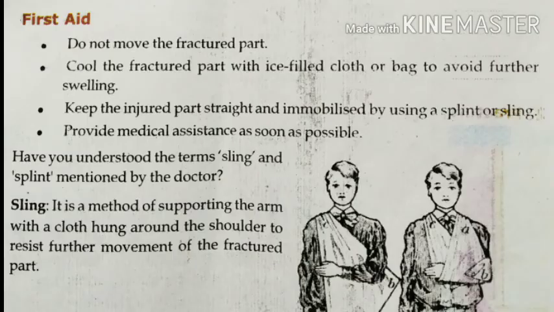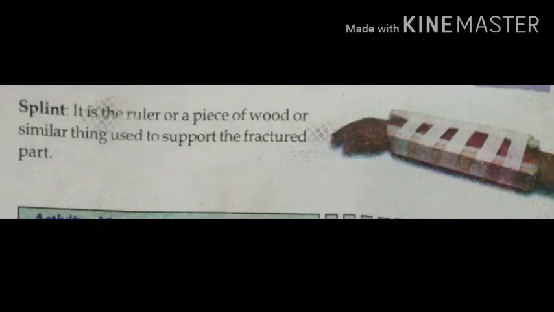Provide medical assistance as soon as possible. Have you understood the term sling and splint? Sling means it is a method of supporting of arm with a cloth hung around the shoulder to resist further movement of the fractured part. Splint is the ruler or a piece of wood or similar thing used to support the fractured part.